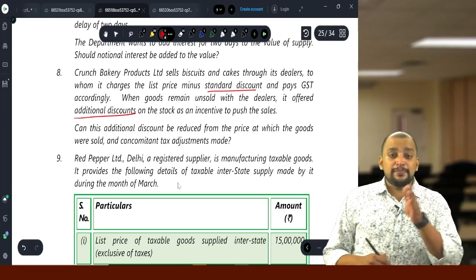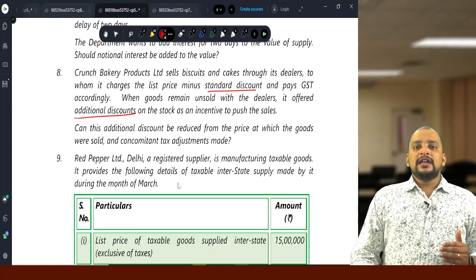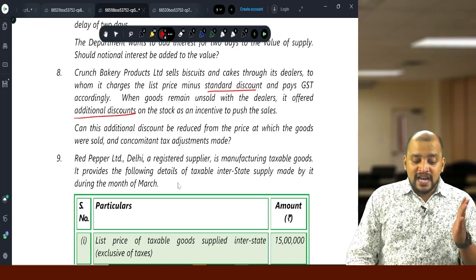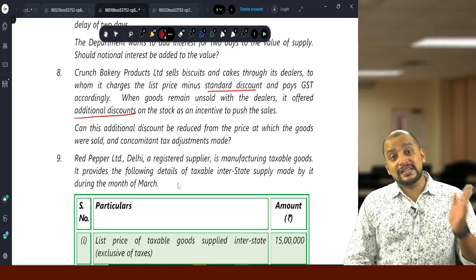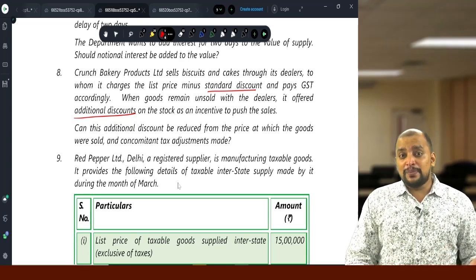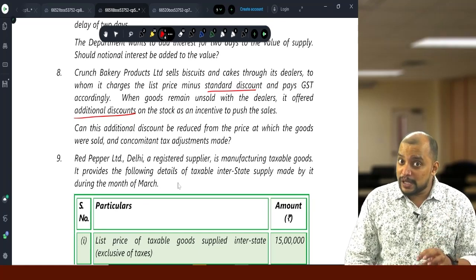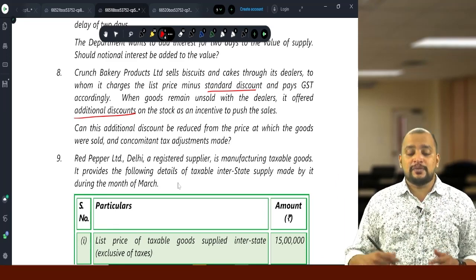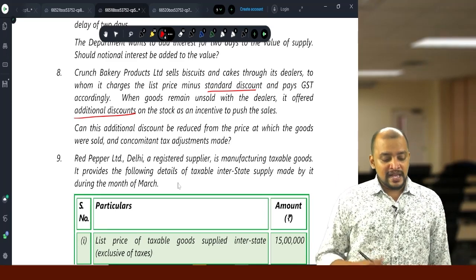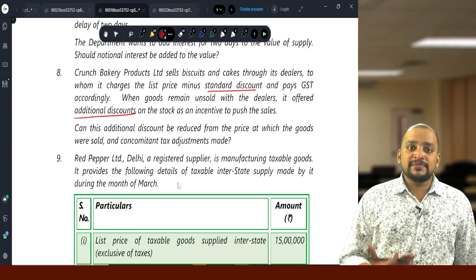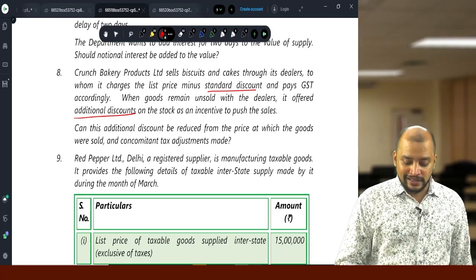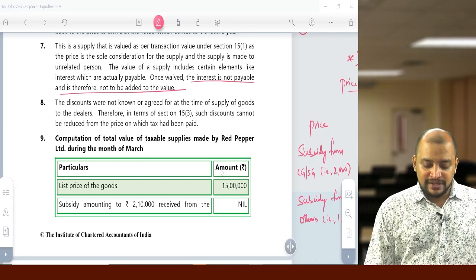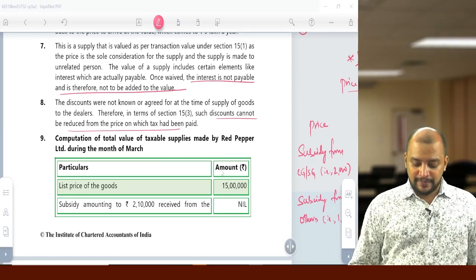Standard discount is a pre-supply discount, which will be allowed as deduction always, whereas additional discount is a post-supply discount. That will be allowed as deduction provided the terms are agreed before, at the time of supply, which is not the case here. They have not agreed to any terms. Due to that reason, it is not allowed as deduction. Therefore, this post-supply discount cannot be reduced from the price.